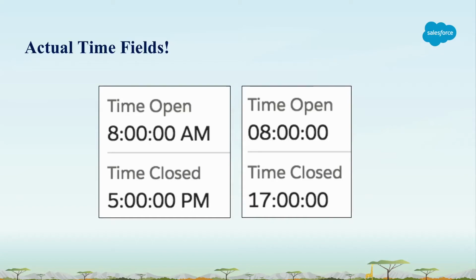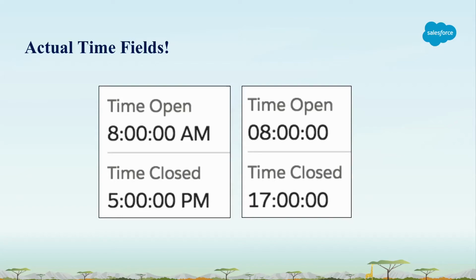So what we have now is actual time fields. This is so cool. They won't look quite this nice until the summer release. This is a summer 18 org that I took this screenshot from in Lightning. They look a little funky right now because they're just showing you the GMT value. But in summer, this is what they're going to look like. And they're gorgeous. And you note what's different on the right.